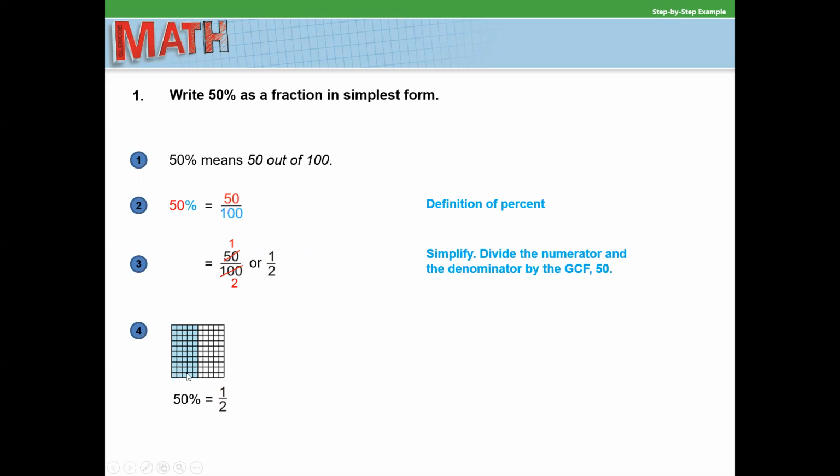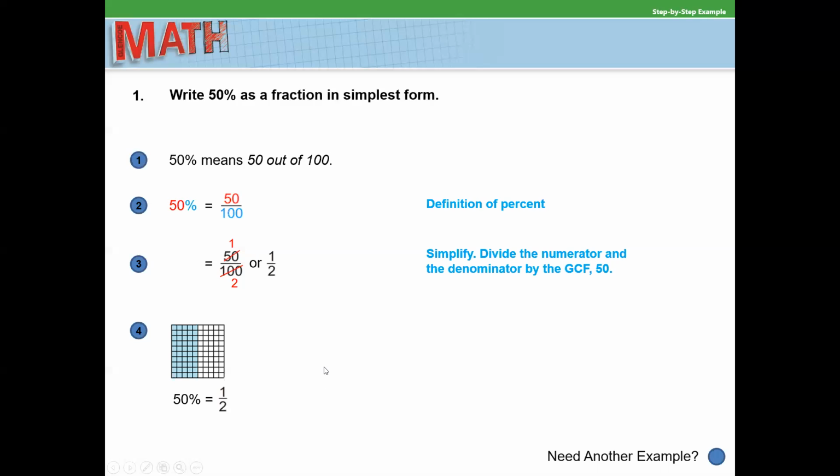What does it look like? 10, 20, 30, 40, 50. 50% of the little squares are colored blue. You can see that 1/2 of this grid is blue.